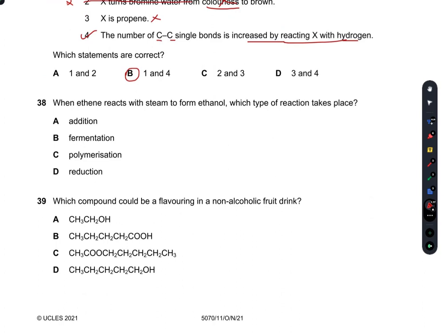When ethene reacts with steam to form ethanol, which type of reaction takes place? Ethene is C2H4 and I react it with water, steam, sorry. So it forms ethanol, C2H5OH. It is an addition reaction because the water molecule is being added, the H and the OH group. It is not fermentation, it is not polymerization, it is not reduction. So A is your right answer.